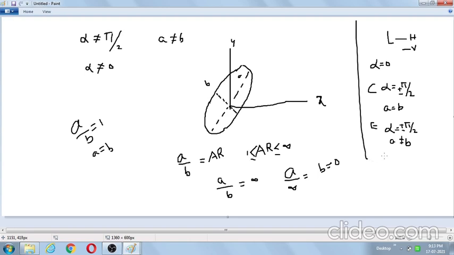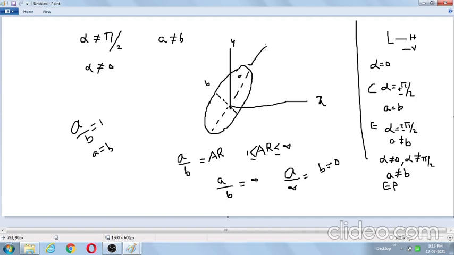And another special case: alpha is not equal to 0, alpha is not equal to pi by 2, and A is not equal to B. Then that is also called elliptical polarization. That ellipse seems to be like that.